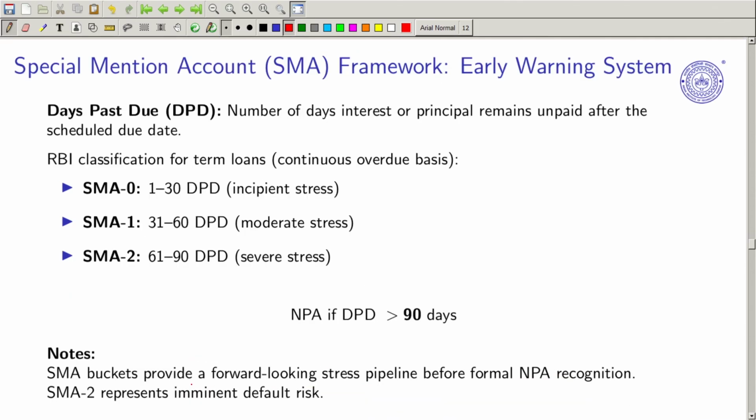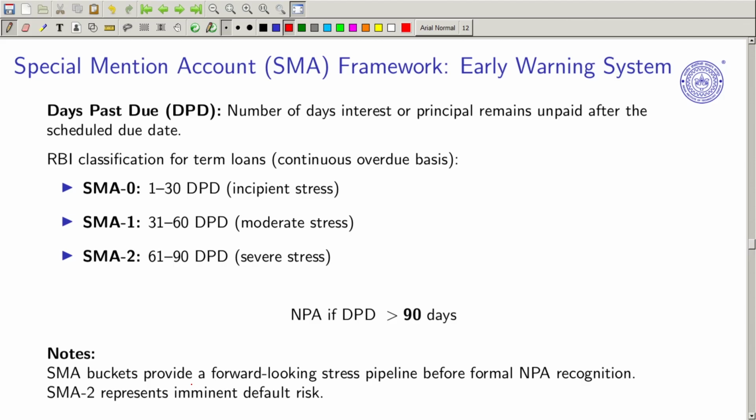Now there are other important accounts which we need. These are called early warning systems. For the bank, just like for the economy we have some indicators like sunspots, based on which we can consider whether the economy is doing better or poorly. Here we have the special mention account, and this became popular in India after the 2016 banking crisis, whereas earlier it was not a very routine exercise.